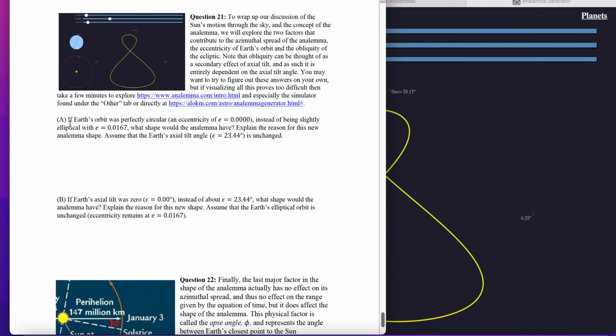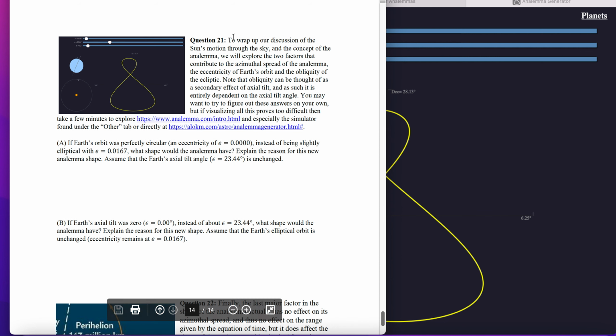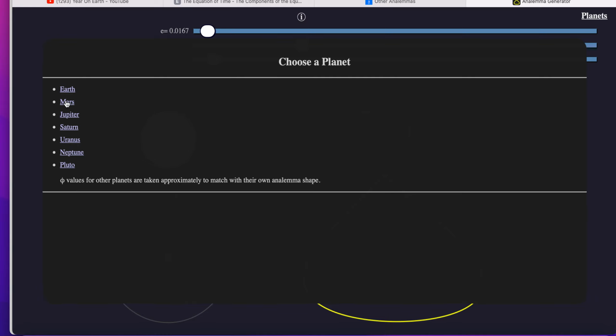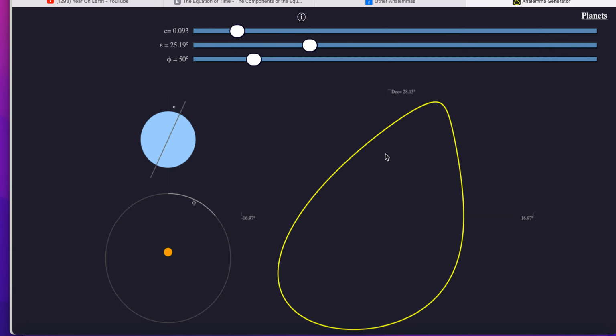As far as parts A and B of question 21, it asks you to speculate about them, and I would love you to think about it first before you go ahead and run it in the simulator. But let's go ahead and look at Mars. So this is Mars's analemma. It's not a figure eight. Wow, why is that? What is going on here to make it not a figure eight? Well, that's pretty cool, right?